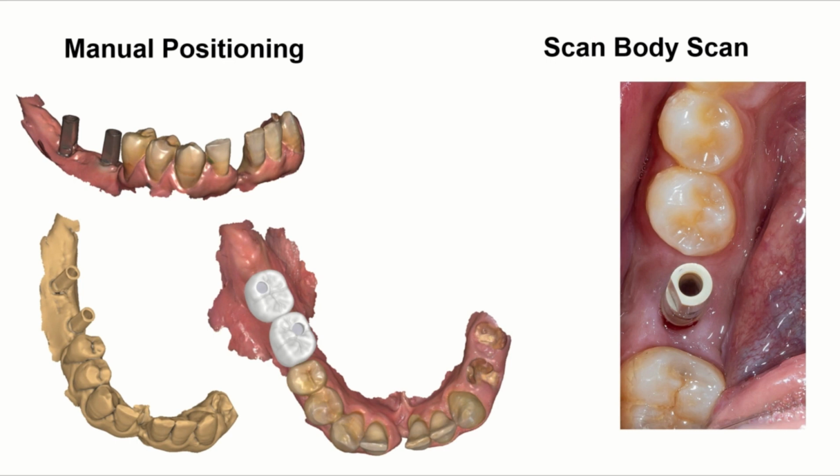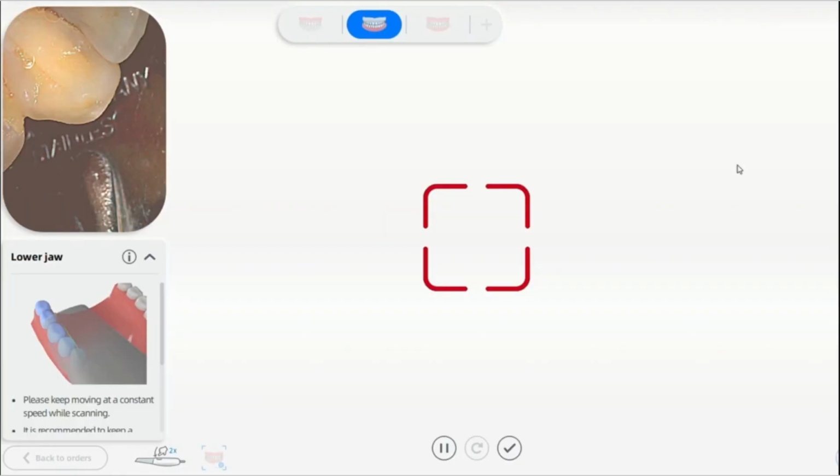Let's talk about the digital workflow. Digitally, the direct technique, in which you scan the abutment intraorally, is referred to as manual positioning, and the indirect technique is the one in which you utilize a scan body that acts as an implant locator like an impression coping, but digital. You select screw retained, which means scan body scan. So manual positioning is the direct technique, and scan body scan is the indirect technique.